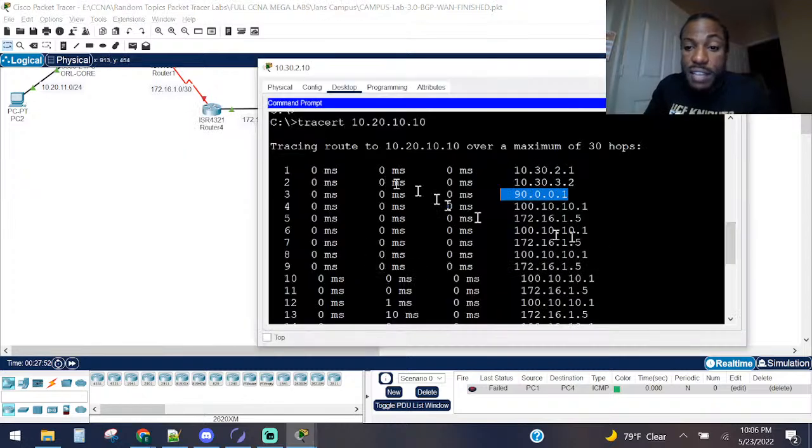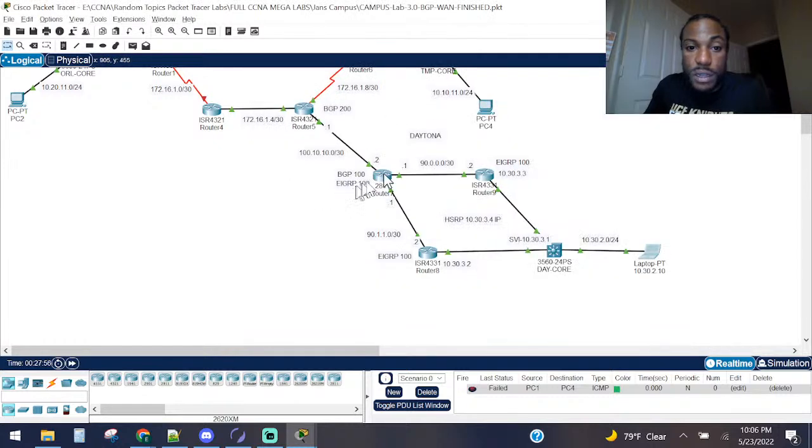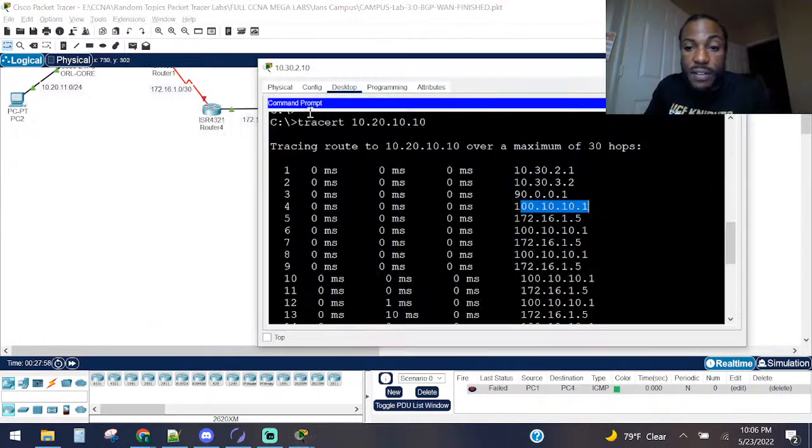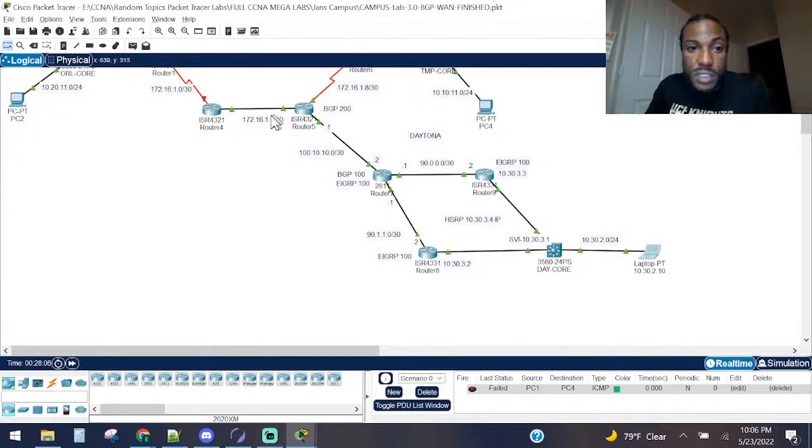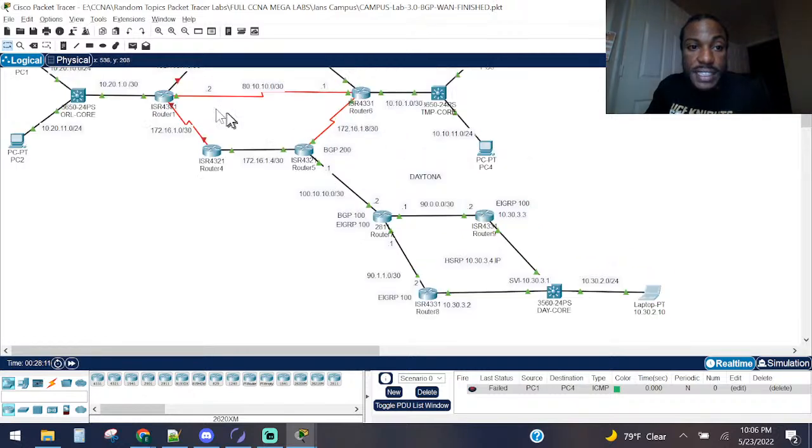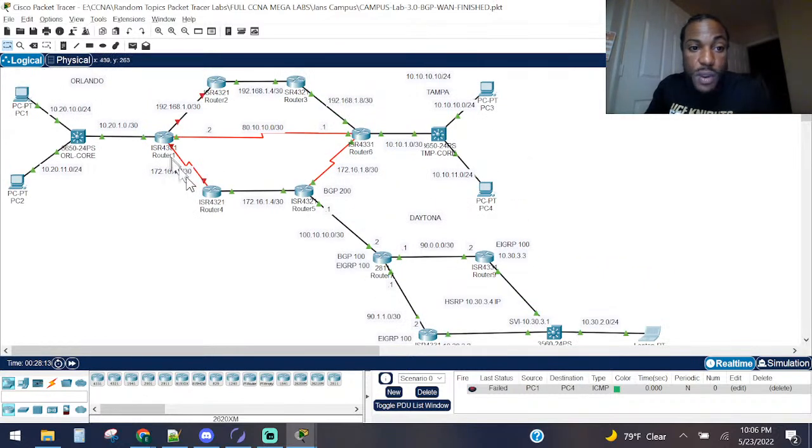Then the next hop after that is what? 110.10.1. Where's that at? That's 110.10.1. That's the next hop after that. Then after that, the next hop is, does anybody see it yet? Next hop after that is 172.16.1.5. Where's that at? This is the 1.4 network, so 1.5 is here, 1.6 is here. So 1.5 is the next hop. Well, as you can see, there's a dead end right here.